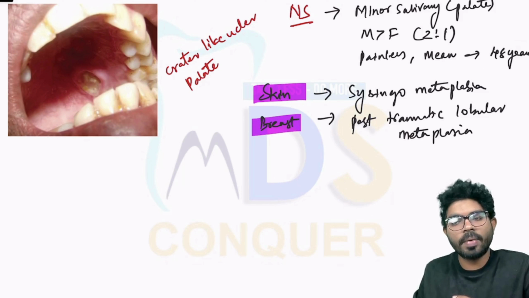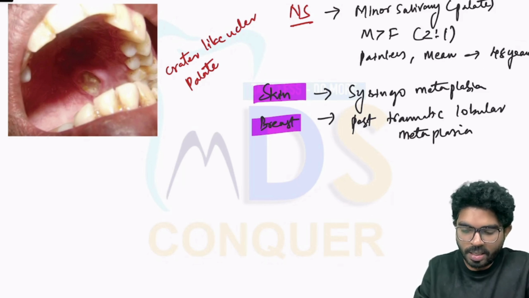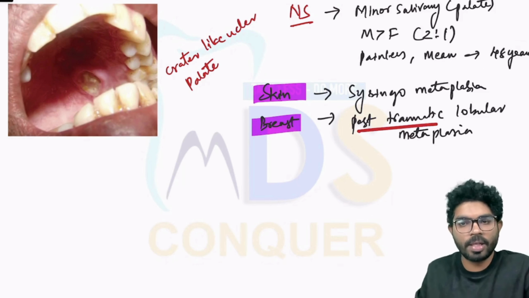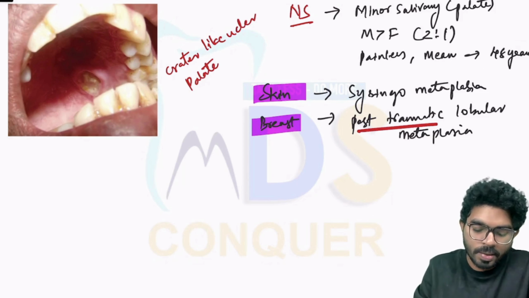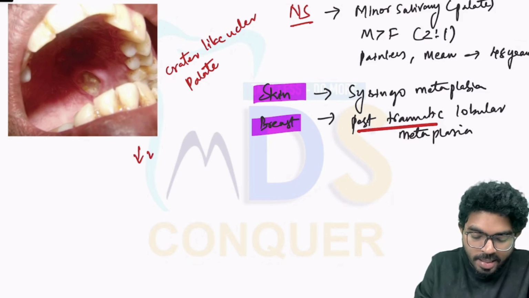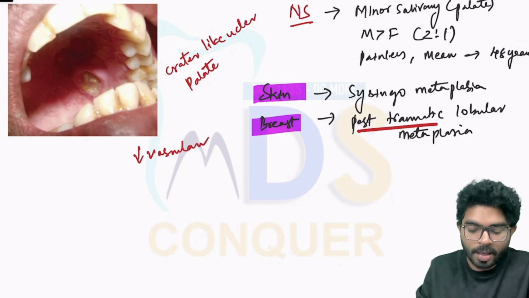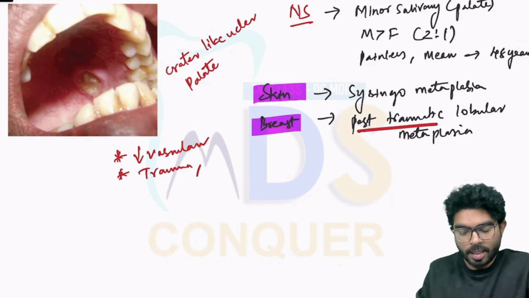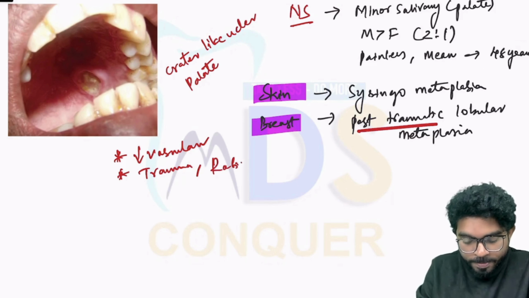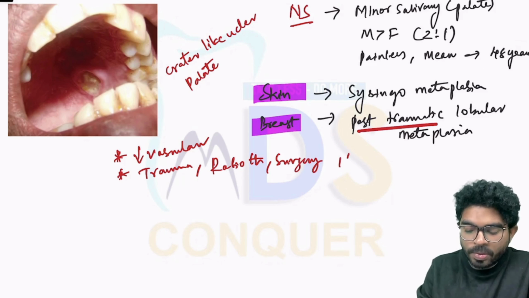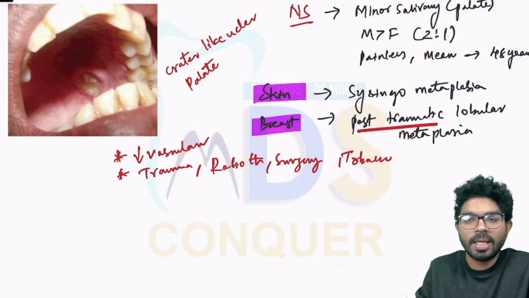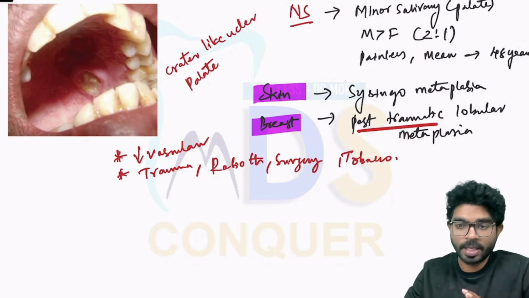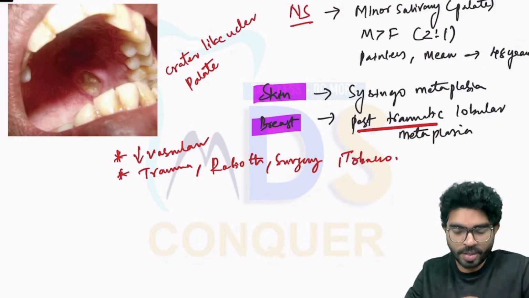The etiologies given in Shafer's: trauma is one of the etiologies. The other etiology is a decrease in the vascular supply. It can be due to radiotherapy, surgery, or tobacco. So these are the etiological findings given in Shafer's. Please do make a note of this.